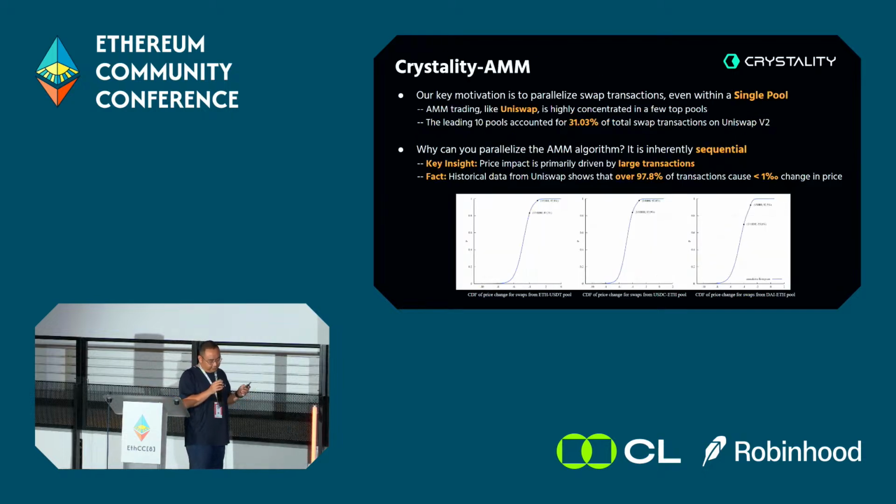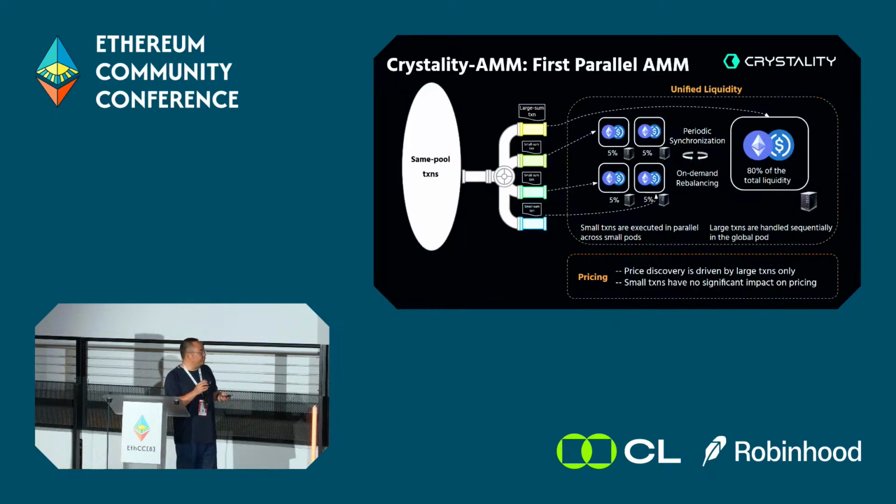We developed Crystality AMM. Our key motivation is to parallelize swap transactions even within a single pool. Our key insight is that price change is primarily driven by large transactions. Using historical data from Uniswap pools, we found that more than 27% of transactions cause a 0.1% price change. With this observation, we implemented our Crystality AMM. This is a unified liquidity pool, but it supports parallel execution for small transactions. And large transactions are handled sequentially.